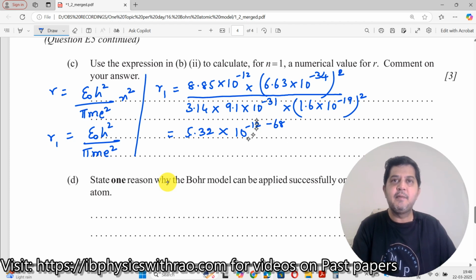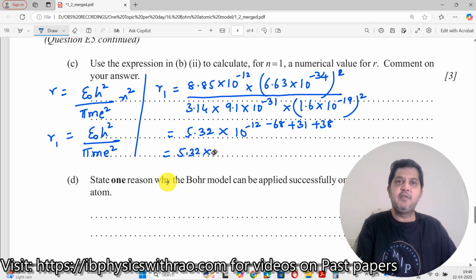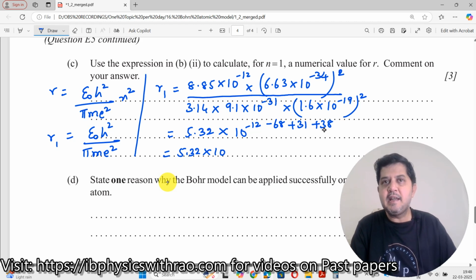And here it is 10 power minus 31. When it comes upwards, it becomes 10 power plus 31. And minus 19 whole square is minus 38. When it comes upwards, it will be plus 38. Okay. Now let me write it down as 5.32 into 10 to the power of, here I have minus 68.